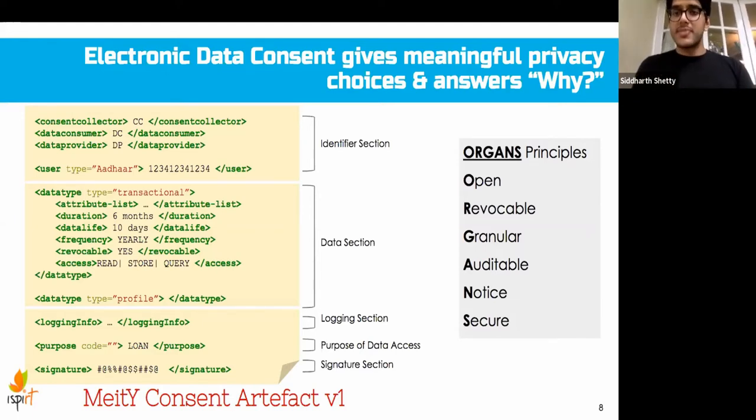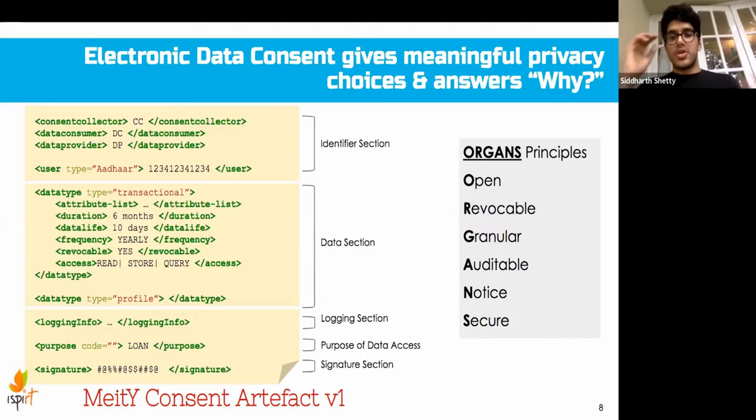Now, the artifact is based on a set of principles that we call ORGANS. O is open standard: it's an open standard published in 2016 by MITI, adopted by the various regulators, as well as by the data protection bill. R in ORGANS is revocable.